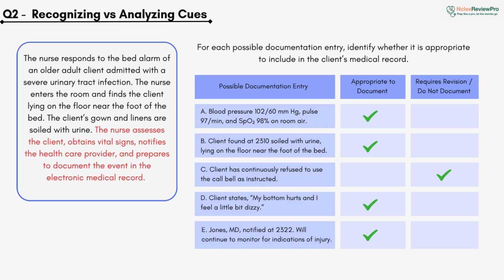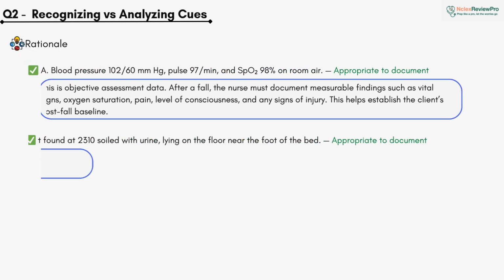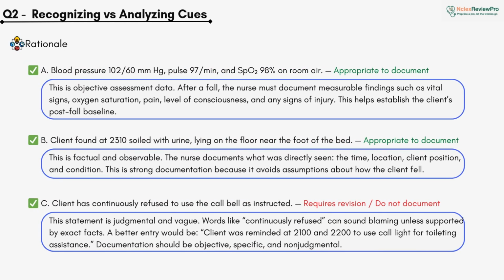The nurse should not document assumptions, blame, or vague interpretations. Now let's go through each option. Option A says, blood pressure 102/60, pulse 97, and SpO2 98% on room air. This is appropriate to document. These are objective assessment findings. After a fall, the nurse must document measurable findings such as vital signs, oxygen saturation, pain, level of consciousness, and any signs of injury. This helps establish the client's post-fall baseline.